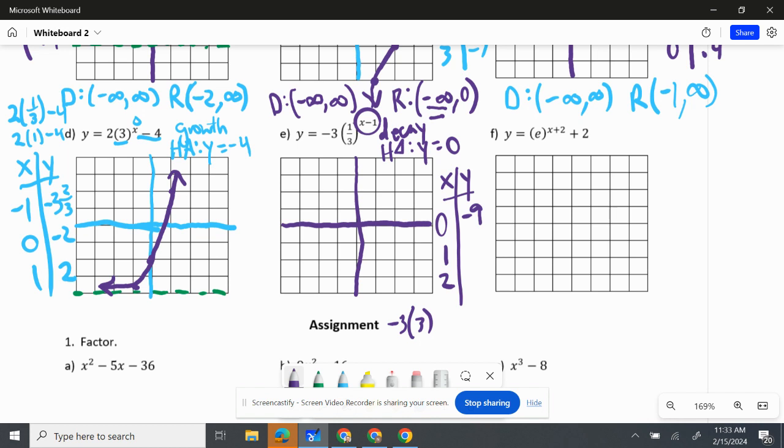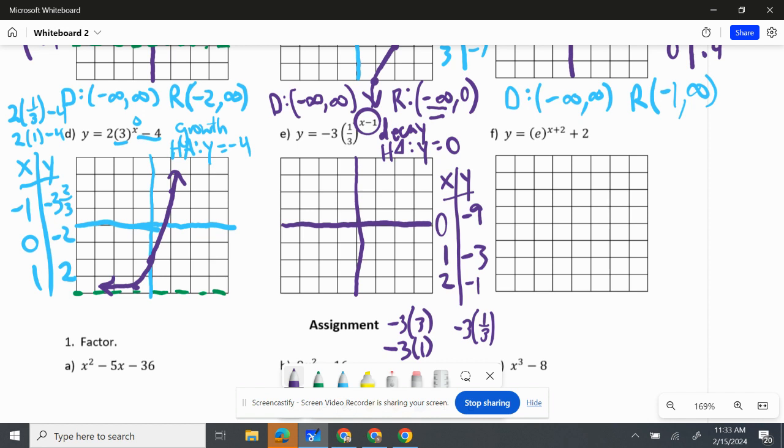When I plug in a 1, 1 minus 1 is 0. Anything to the 0 is 1. So -3 times 1 is negative 3. When I plug in a 2, 2 minus 1 is 1, so it stays the same. So that would be negative 3 times a third, which is negative 1.